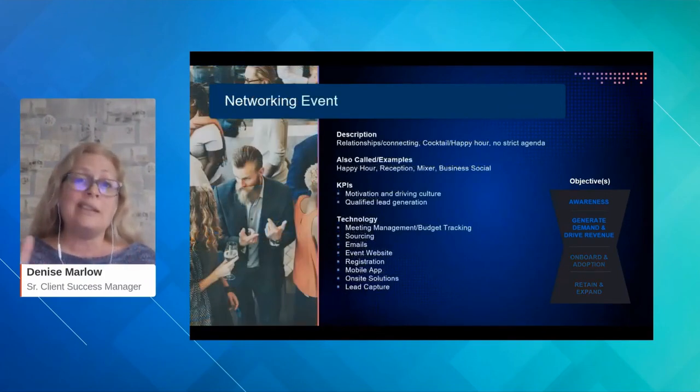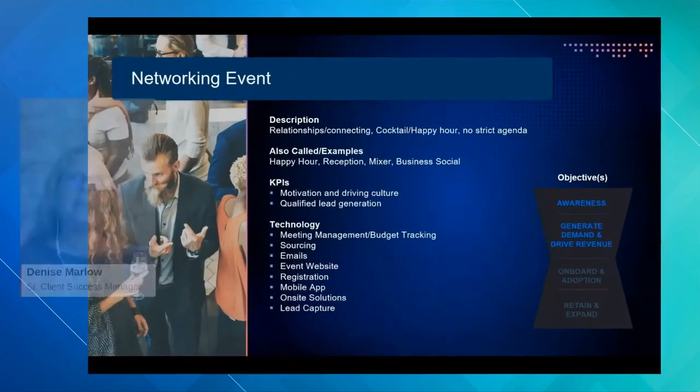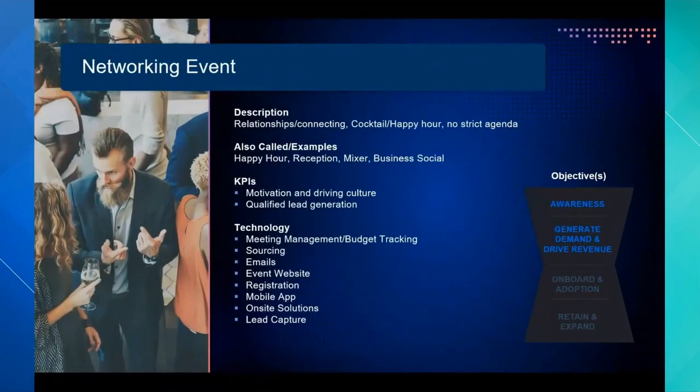We're going to take a look at next a networking event. And again, this could be one of those events that exists in a bigger conference, right? But we might not be doing onboarding and adoption as an objective at this event. This is really about awareness of a product and creating interest and driving the demand.